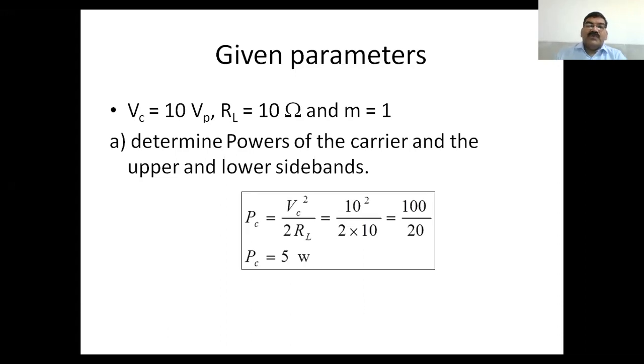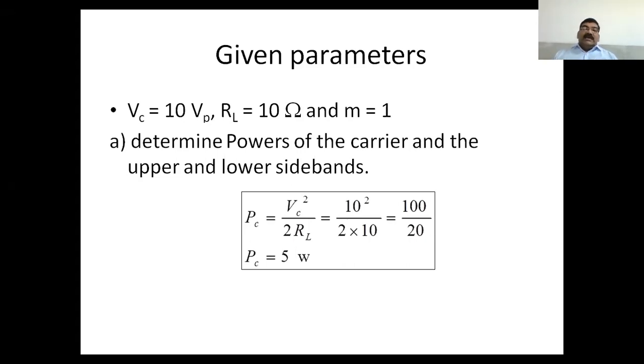The formula is, PC, power in the carrier, is VC square upon 2 RL. Your VC is given, so that is 10, and 2 RL is 10. So it is 10 square, which becomes 100, and this is becoming 20. So 100 by 20 is 5 watt. That is very simple. So your PC is 5 watt.